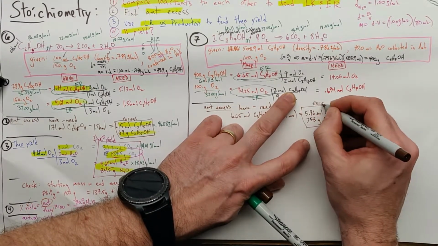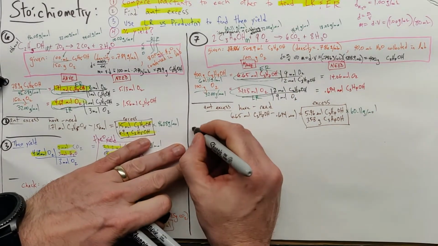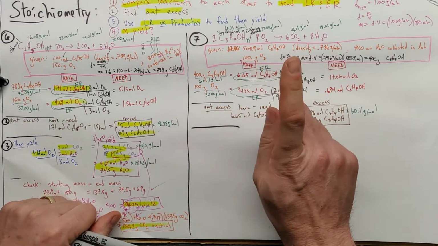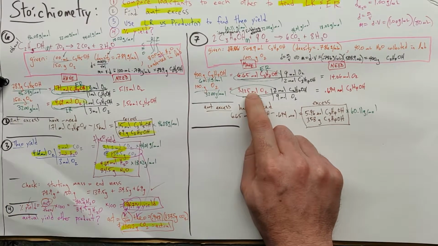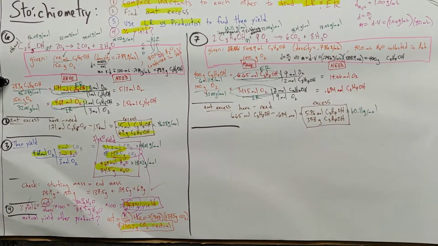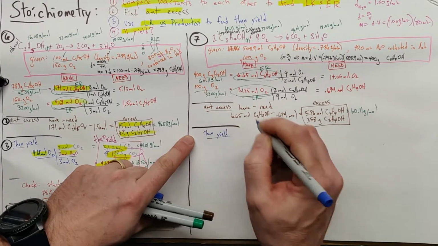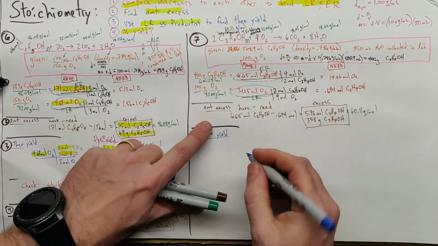That is our excess. All right. Looking ahead, we need to get a theoretical yield. The theoretical yield is based on our limiting reactant, which is the oxygen, in blue. There we go. Our theoretical yield. We're going to compare that to our products, and that's the CO2 and the H2O.